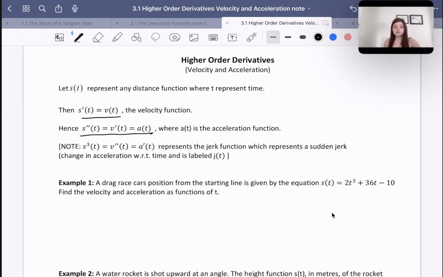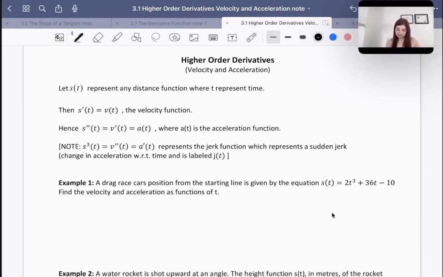Or to find jerk, we can take the third derivative. It represents the jerk function, which represents a sudden jerk or sudden change in acceleration with respect to the time, and it's labeled j of t for jerk. So basically, we can figure out the velocity, acceleration, and jerk using what we have here. Let's go through an example.